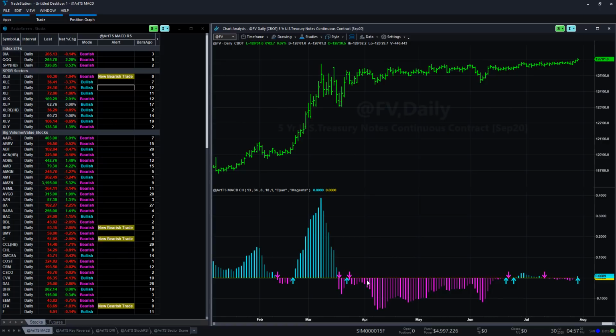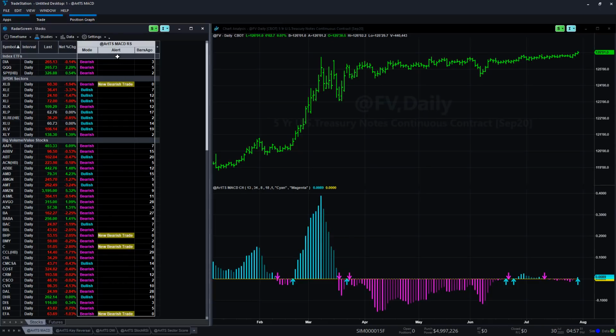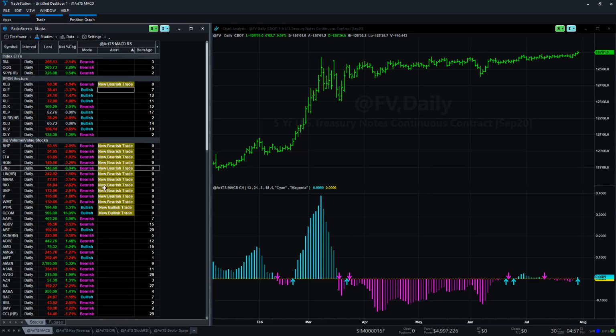So that mode of the market is the color of MACD over here, bullish or bearish. And then the center column is telling us whether it's crossing below or crossing above 0. So this is what I think is just incredible about RadarScreen. I have MACD here on 150 symbols, and by sorting on this alert column, I can instantly see what symbols are currently bullish or bearish opportunities with MACD on these symbols.